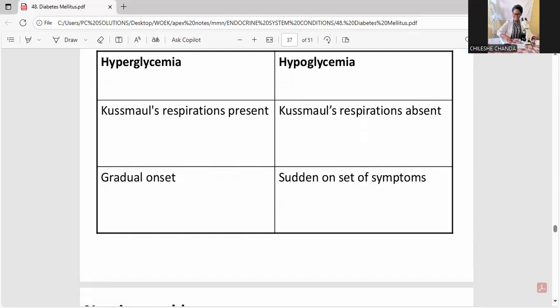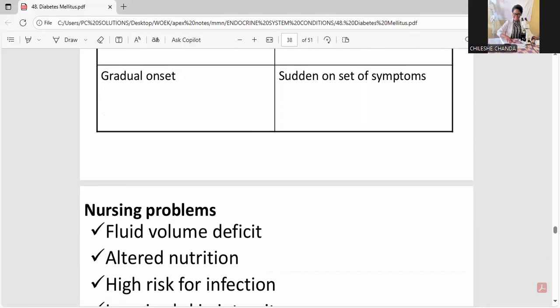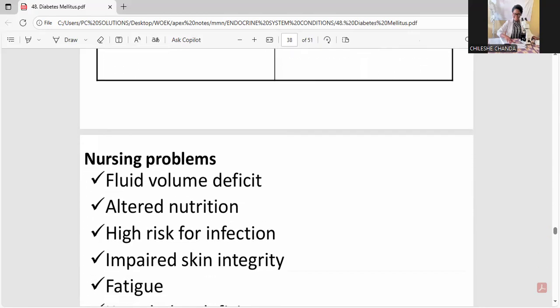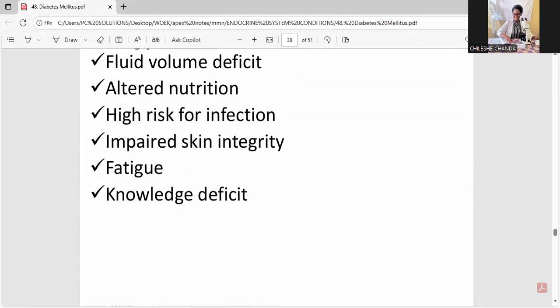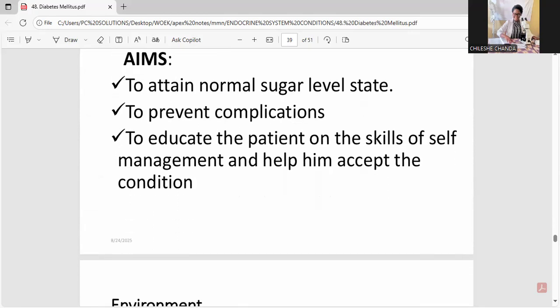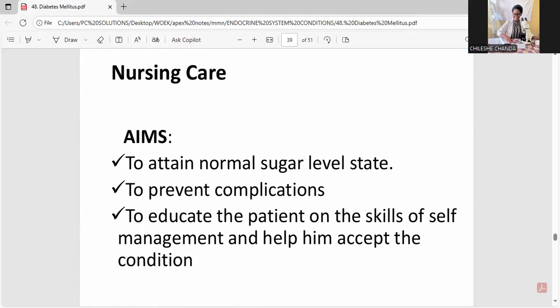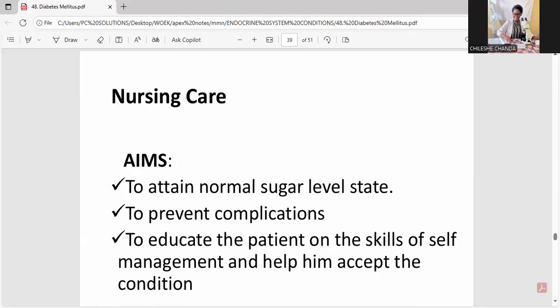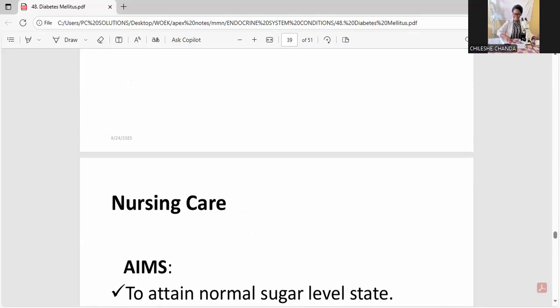Hyperglycemia is gradual when starting, meaning it has a gradual onset, whilst hypoglycemia has a sudden beginning of symptoms. The patient will just suddenly collapse, okay? The patient will just suddenly faint, and so you find that this patient has all these issues. So that is the treatment for diabetes mellitus.